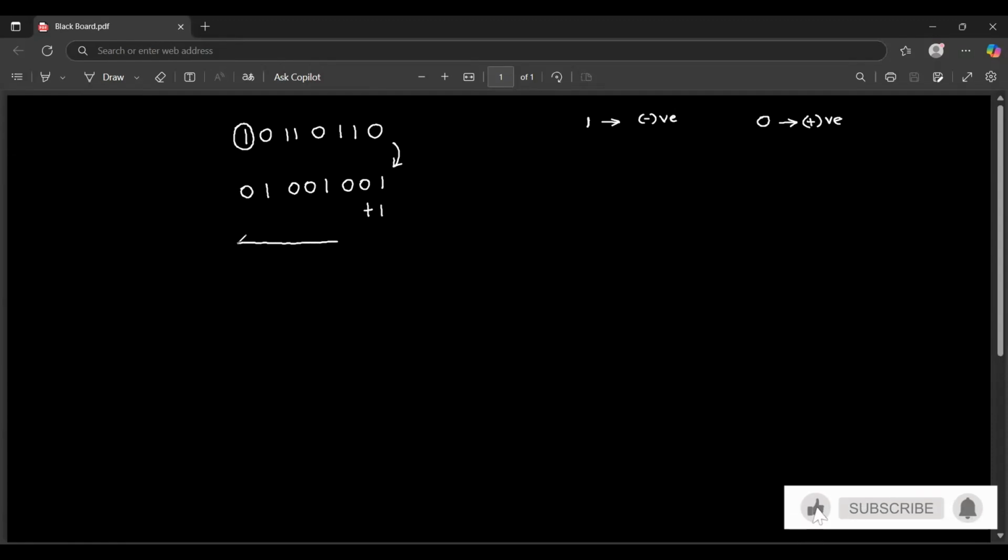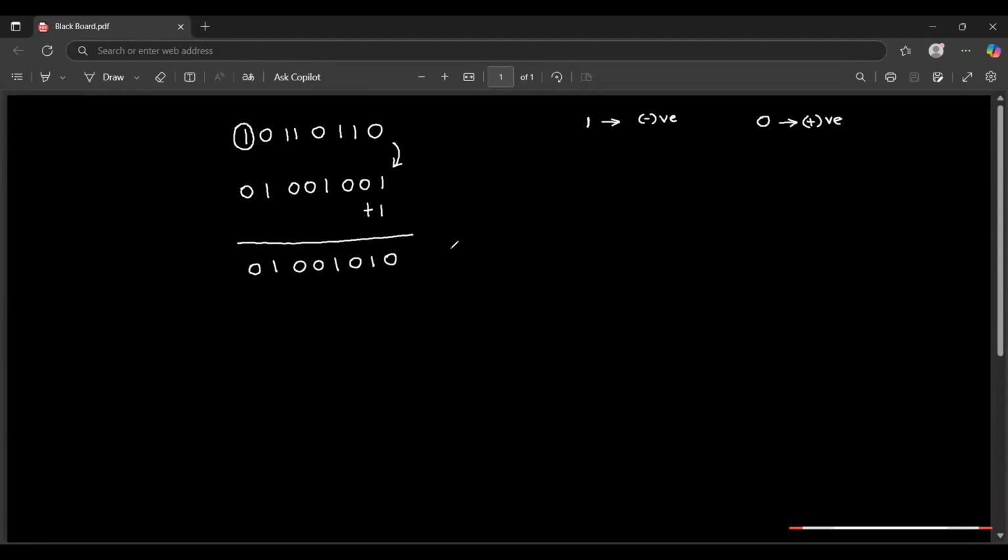So what will be the addition of 1? Well, that will be 0, 1, 0, 0, 1, 0, 1, 0. This will be the two's complement form. So this is the two's complement representation. If this is x, this is actually negative x.